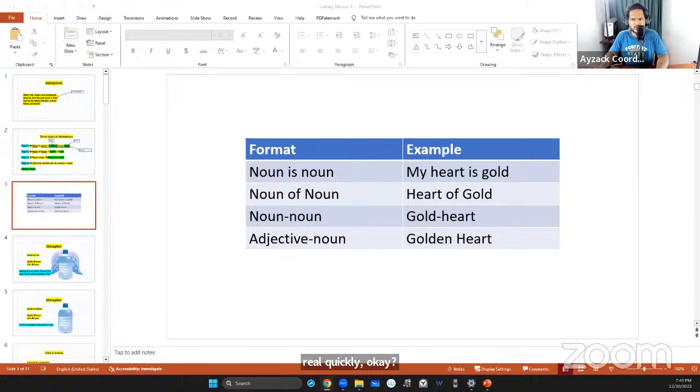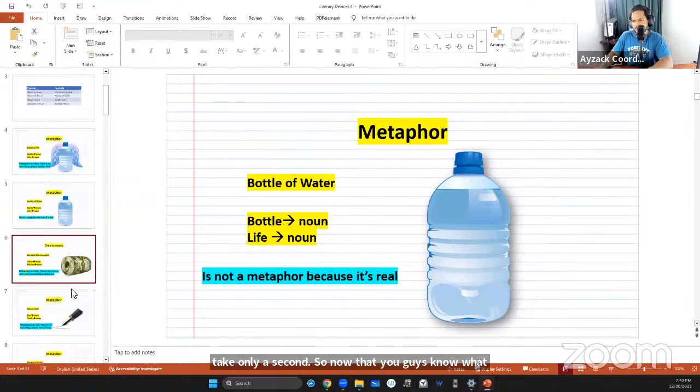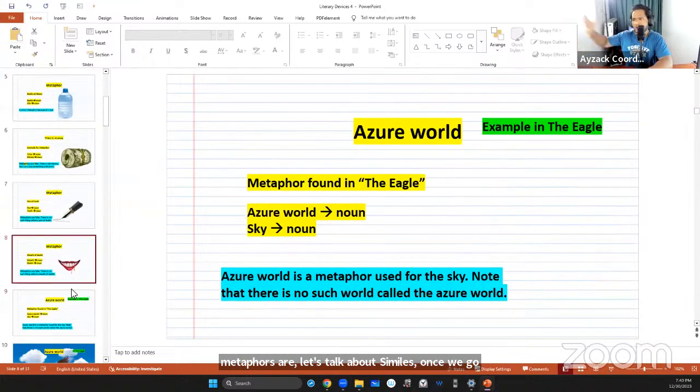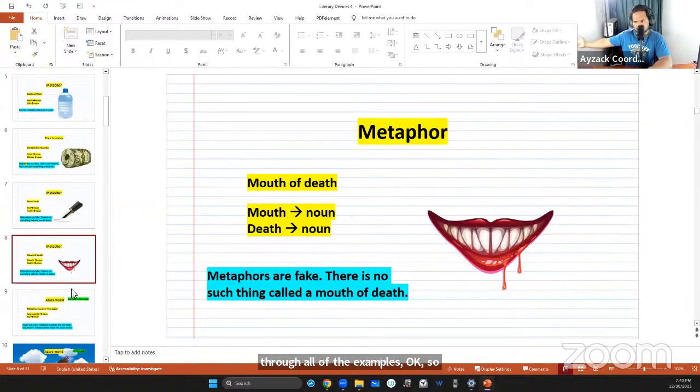So now that you guys know what metaphors are, let's talk about similes once we go through all of the examples, okay? So how about this? Mouth of death is a metaphor, right? It is a metaphor because mouth is a noun and death is also a noun. So mouth of death is a metaphor in this case.